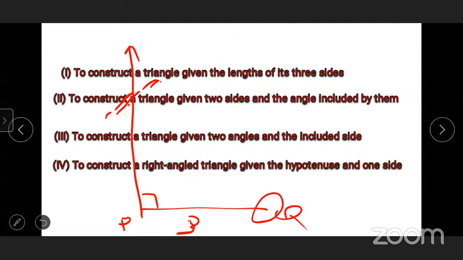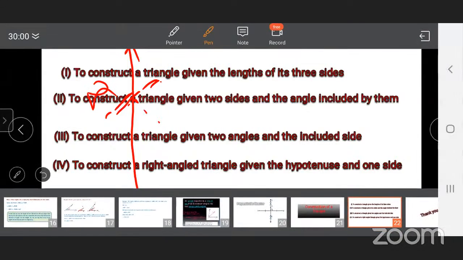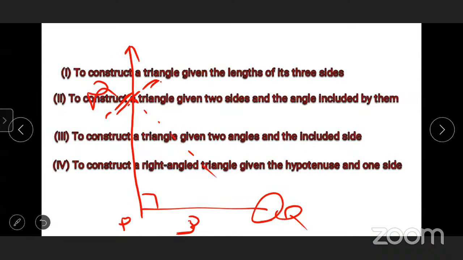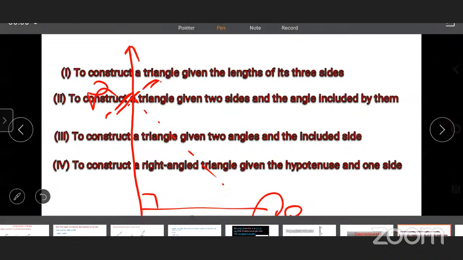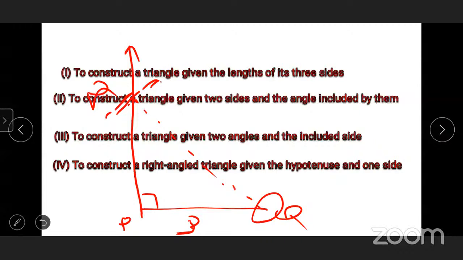Name the intersecting point of the arm and the arc, and after that join that point with the point Q with the help of the pencil and the ruler.